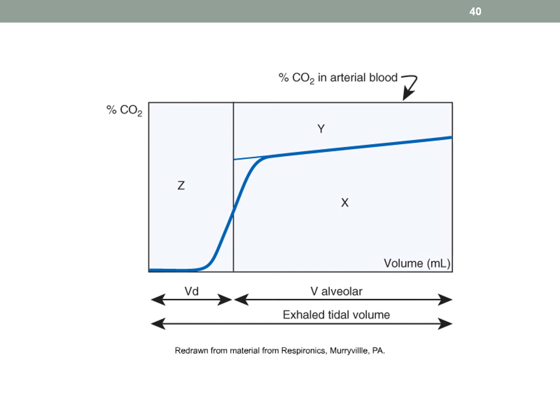Okay, so your top line is your percent of CO2 in your arterial blood. And then the area of X is your actual CO2 in one breath. Your area Y is the amount of CO2 that's not eliminated due to alveolar dead space. And then Z over here is the amount of CO2 not eliminated due to anatomic dead space. So you can see dead space, alveolar ventilation, and then your whole tidal volume.